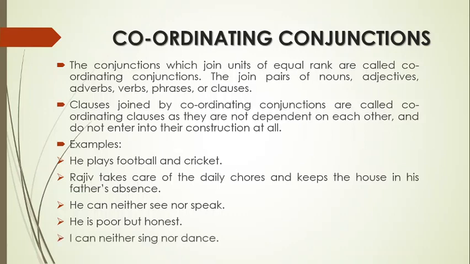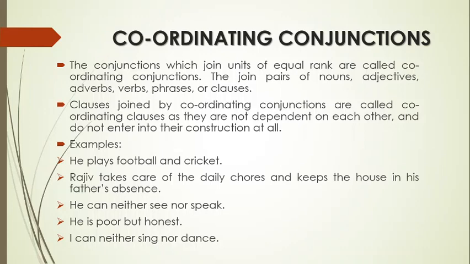I can neither sing nor dance. Same thing. I cannot sing. I cannot dance. Anyway, I can neither sing nor dance. We are combining the two elements, sing and dance. They are the verbs, and we are combining these two elements, pairs, with the conjunction neither nor.